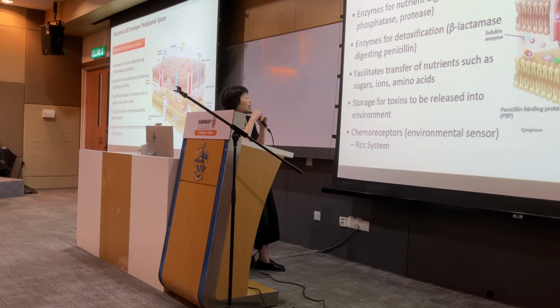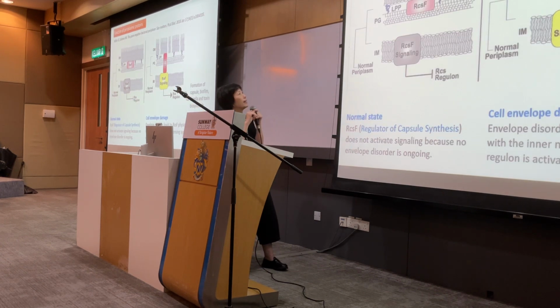All right. And finally, chemoreceptor, which is the environmental sensor. What happens is there is a system called RCS. We go to the next slide. Briefly describe what RCS is. This is a very simple diagram. In actual fact, it's more complicated than this.